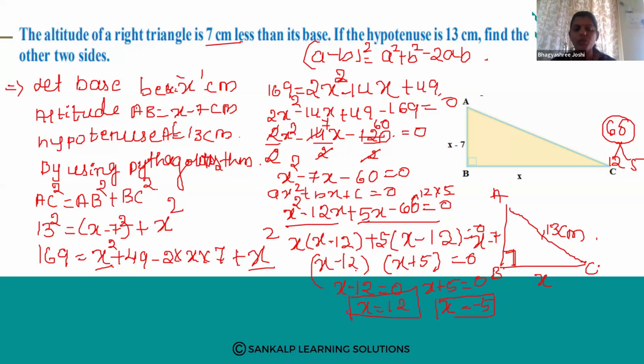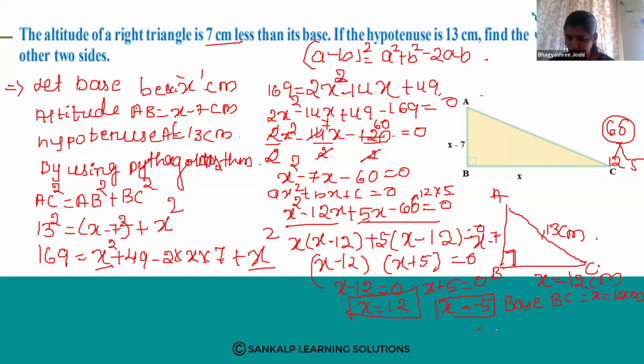Right? So what they have asked, find the other two sides. Other two sides means what? Hypotenuse they have given, and we considered base as x. So here we got two values, one is 12 and one is minus 5. So base or measurement values cannot be negative, right? Okay, so I will consider only 12. 12 is a positive number, therefore x is equal to 12. Base BC is equal to x is equal to 12 centimeter. That means x value is 12.